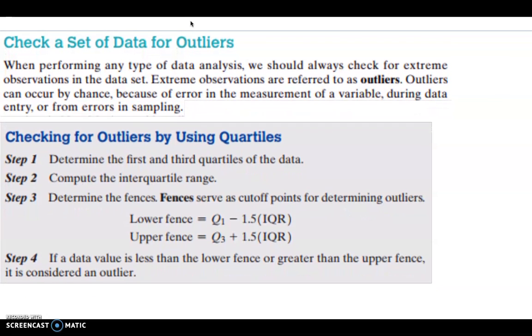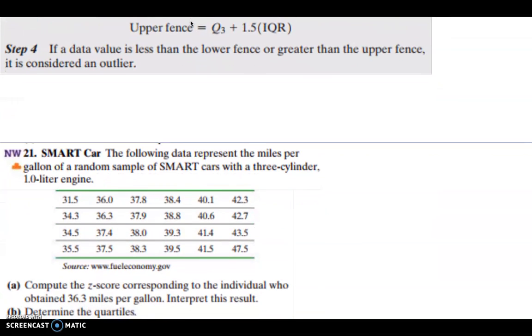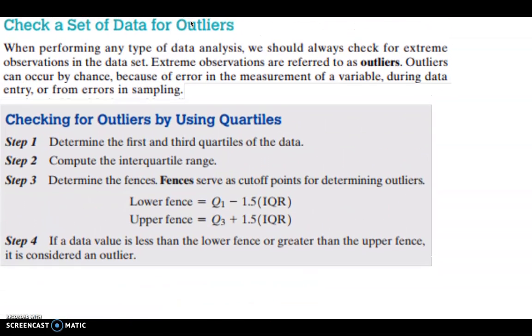Okay. Now the last thing we're going to talk about, and then we'll get into some actual questions, is we're going to check for outliers. When you're performing any type of data analysis, you should always check for extreme observations. We refer to those extreme observations as outliers. They can occur by chance, because of an error in measurement of the variable, during data entry, or from errors in sampling.